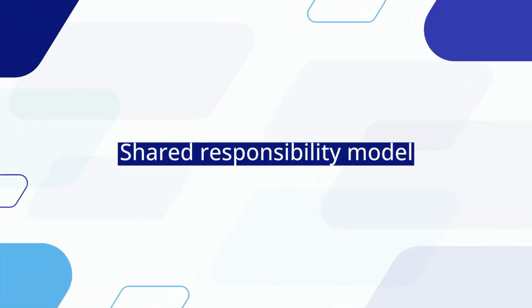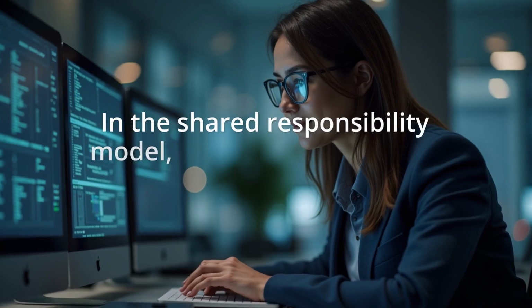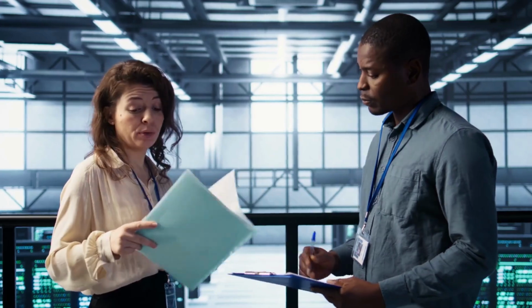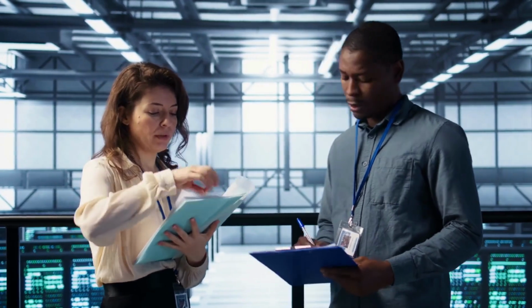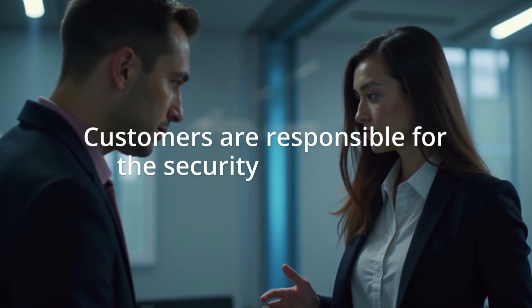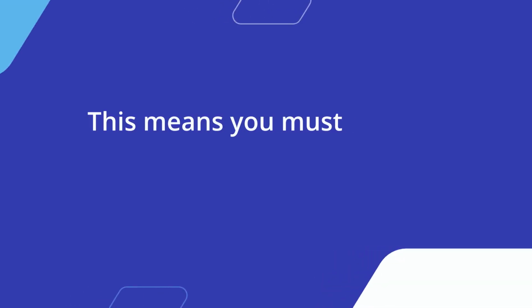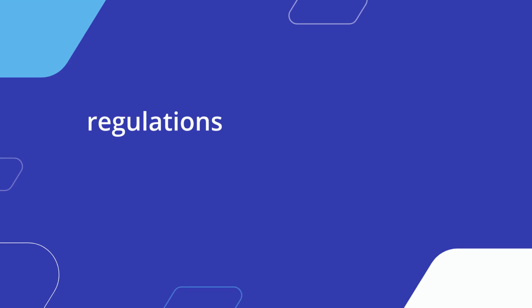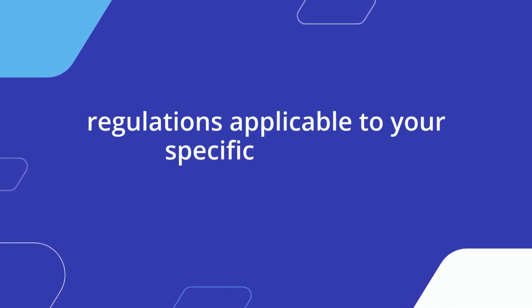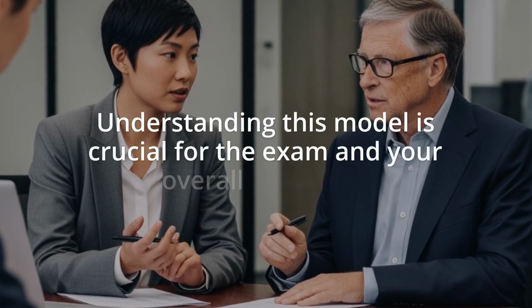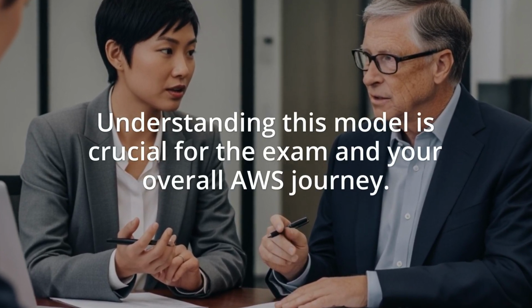Shared responsibility model. In the shared responsibility model, AWS is responsible for the security of the cloud. This includes the infrastructure, hardware, software, and the underlying facilities that support the cloud services. Customers are responsible for the security in the cloud. This means you must manage data security, access control, encryption, and compliance with the regulations applicable to your specific use case. Understanding this model is crucial for the exam and your overall AWS journey.